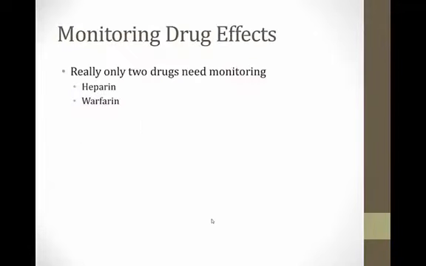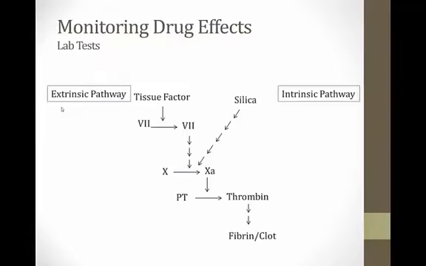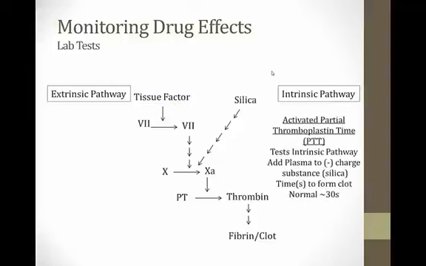Now let's talk about how we monitor the effects of anticoagulants, and there are really 2 drugs that we routinely monitor, and those are heparin and warfarin. So recall that there is an extrinsic pathway which is activated by adding tissue factor, and then an intrinsic pathway, and we monitor these 2 pathways with different tests. The intrinsic pathway is monitored by a blood test called the activated partial thromboplastin time, but in the hospital we just call it the PTT for simplicity.